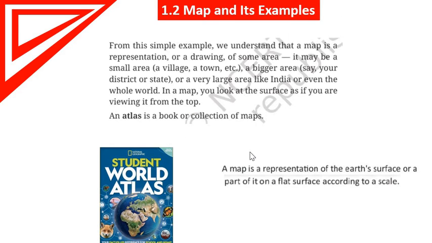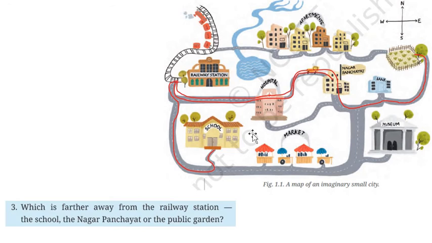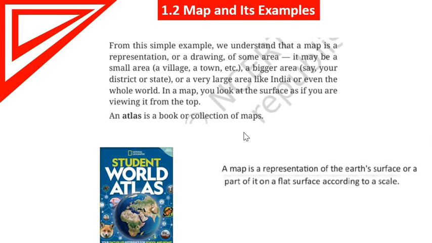Okay, so we have just seen an example of a very basic map. What did we understand? We understand now that basically a map is a representation, or a drawing, of some area. It may be a small area, a town or village, or even a bigger area, or even a very large area like our country, India. In a map, we look at the surface as if we are viewing from the top, a very high view.